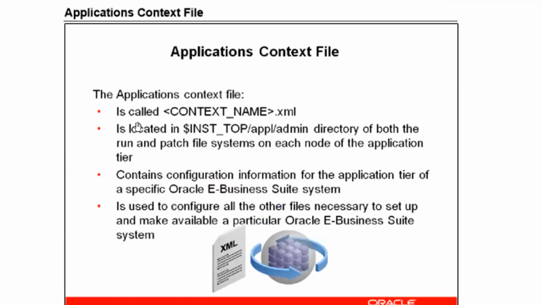The context file is actually called context name hyphen XML file, and it is located under the instance top, appl, admin folder directory of both the run and the patch file system on each node of the application. It contains configuration information for the application tier of a specific Oracle E-Business Suite system. It is used to configure all other files necessary to set up and make available a particular Oracle E-Business Suite system.